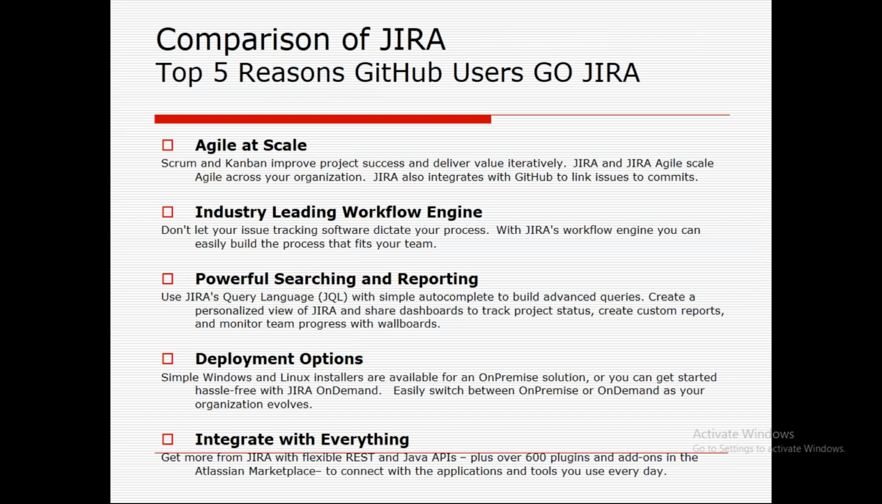Comparison of Jira: top 5 reasons GitHub users go for Jira. Why do we need Jira? Agile at scale: Scrum and Kanban improve project success and deliver value iteratively. Jira and Jira Agile scale Agile across your organization. Jira also integrates with GitHub to link the issues to the code commits. So for an Agile project, Jira can be used effectively.